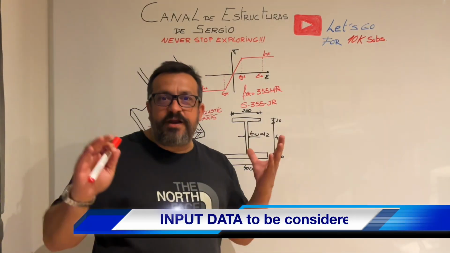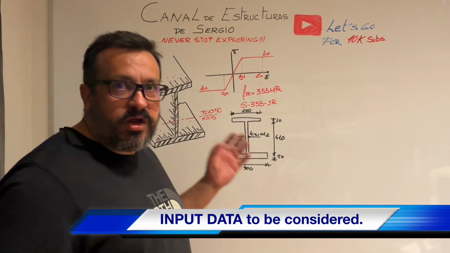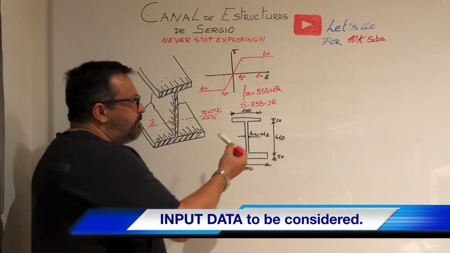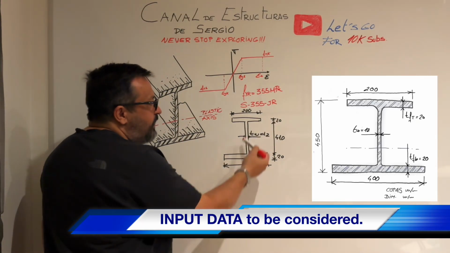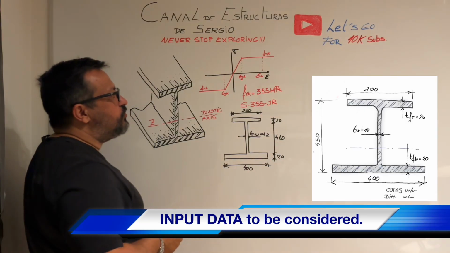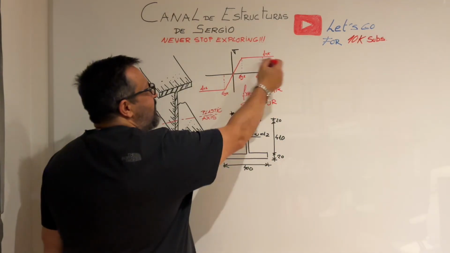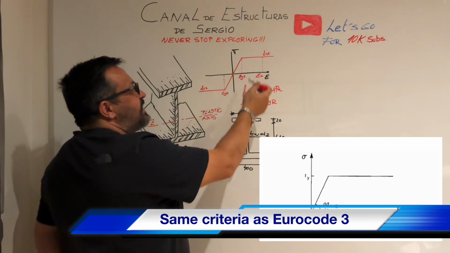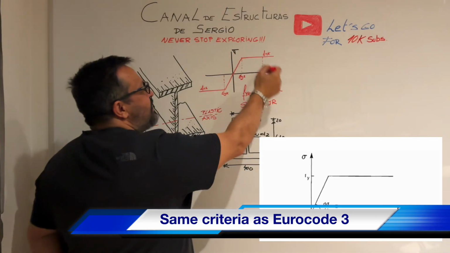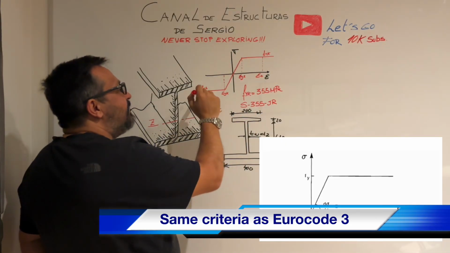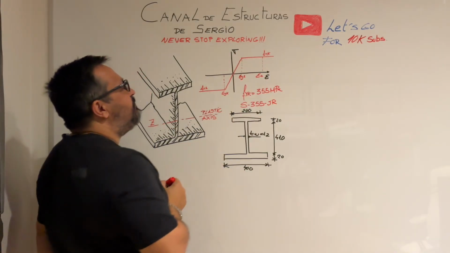A brief summary of the parameters that we are going to use in our calculation. Here on the blackboard, for example, we have the dimensions of the steel shape that we are going to study. This is the behavior of the steel represented as a stress-strain diagram, assuming a perfectly elastic-plastic behavior of the steel.